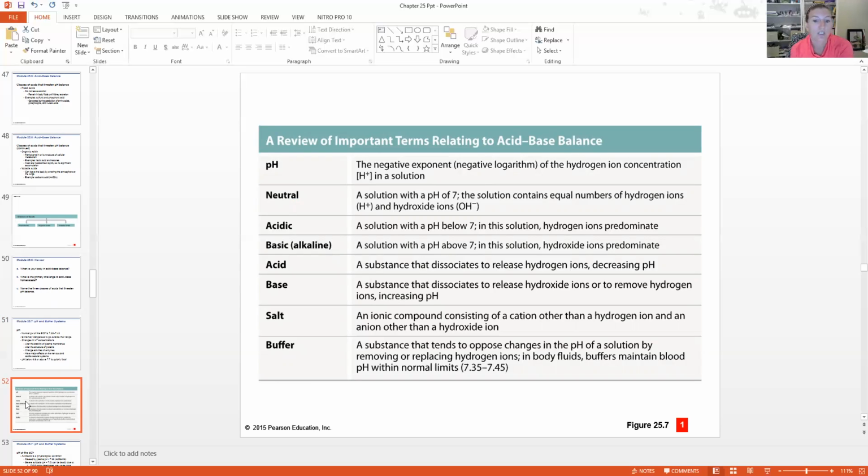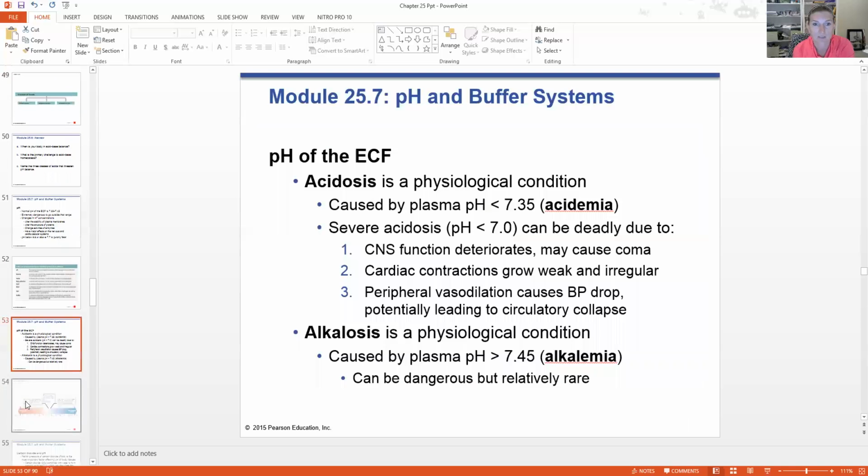A salt is an ionic compound that has a cation and an anion other than a hydrogen ion associated with it. And a buffer is a solution or a substance that counteracts the changes in pH in a solution. We've talked about a few buffer systems, and we're going to get into more of them in this section.